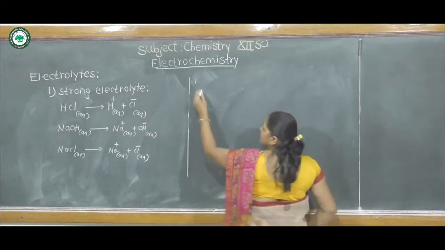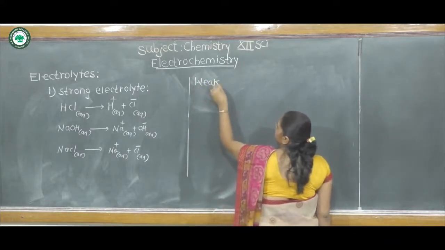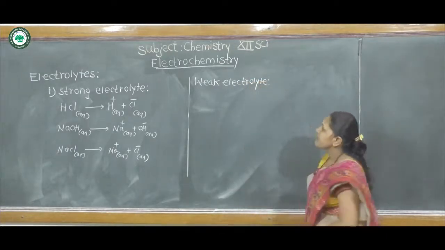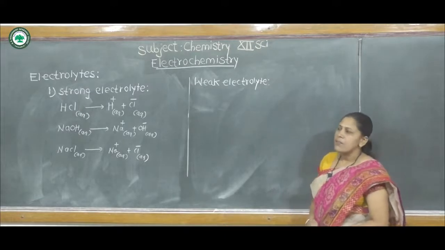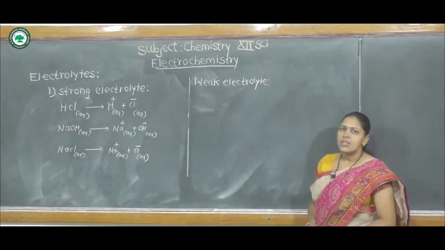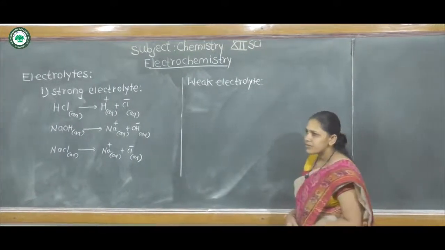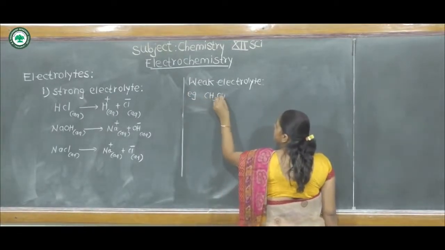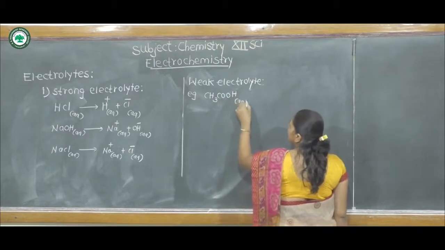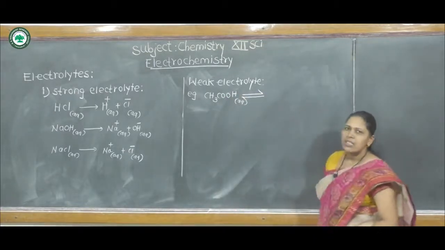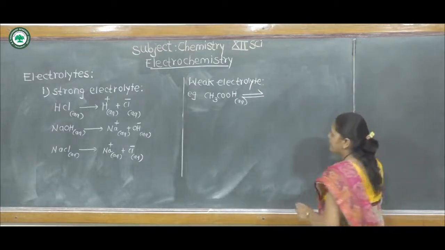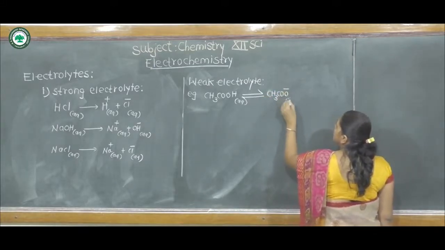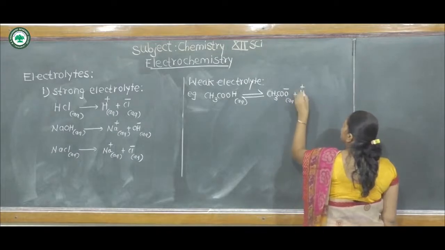Then weak electrolyte. These are the electrolytes which are partially dissociated in aqueous solution. For example, weak acid, acetic acid. Acetic acid is the weak acid which dissociates in aqueous solution partially to form acetate ion plus H+ ion.